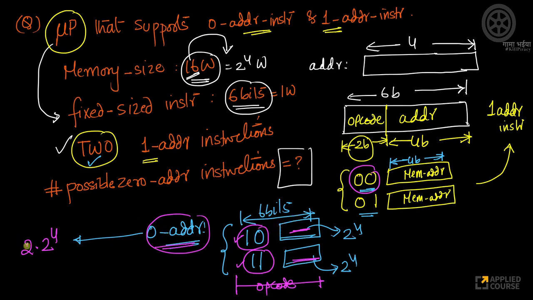So how many 0 address instructions can I have? 2 into 2 power 4. Here I have 2 power 4, here I have 2 power 4. So a total of 2 power 5 0 address instructions I can have. This is a very simple toy example, right? Let's look at a more realistic real world example now.